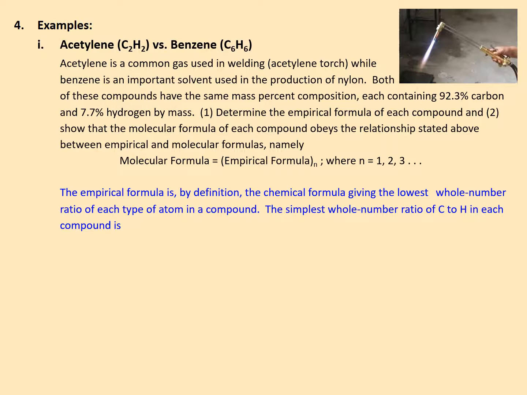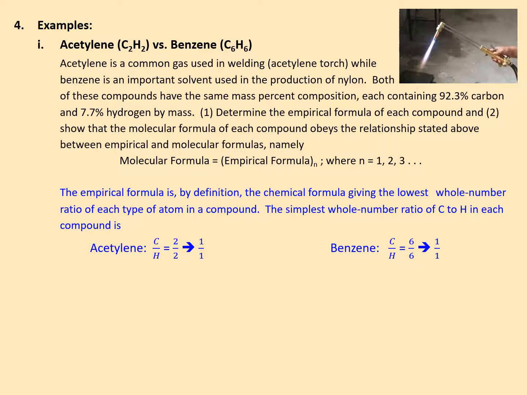by reviewing what we mean by an empirical formula. The empirical formula is, by definition, the chemical formula giving the lowest or smallest whole number ratio of each type of atom in the compound. So when we look at these 2 compounds and their true molecular formulas are given, when we look at the simplest whole number ratio of carbon to hydrogen in each compound, starting with acetylene here, we see that in 1 molecule of acetylene we have 2 carbon atoms and 2 hydrogen atoms, so that carbon to hydrogen ratio is 2 to 2, which in simplest form is a 1 to 1 ratio.